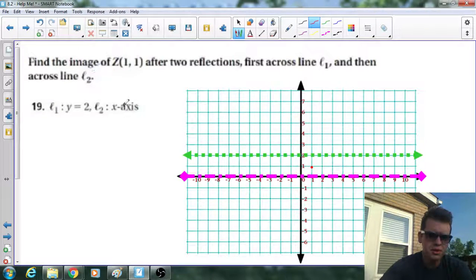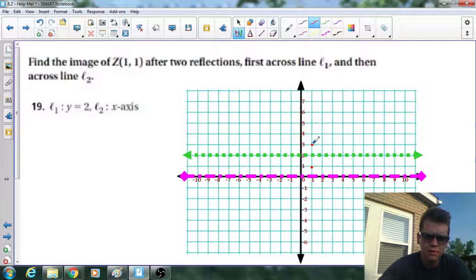We'll do one more here for 19. We again start at 1, 1. The first thing we reflect is the line y equals 2. So here's my green line, y equals 2. We know that's going to be a horizontal line because y always has to equal that value of 2. So my point is 1 away from that line. I go 1 on the other side, and I put my first reflected point right there.